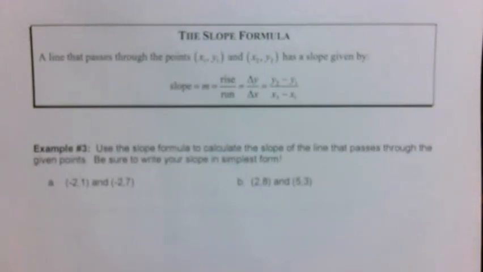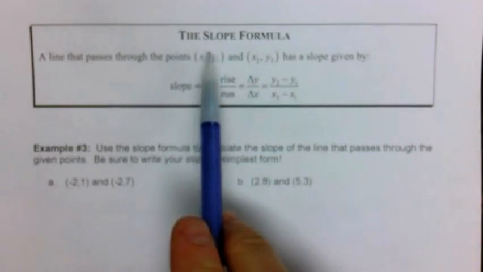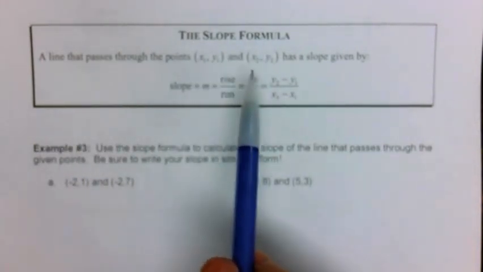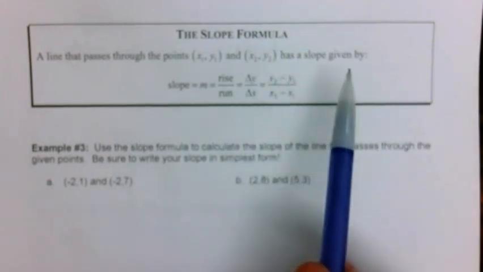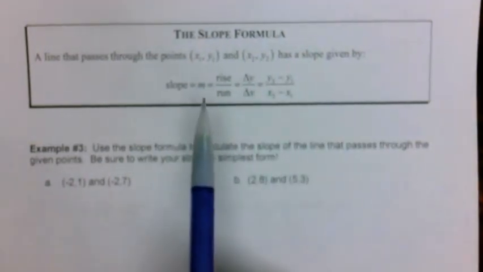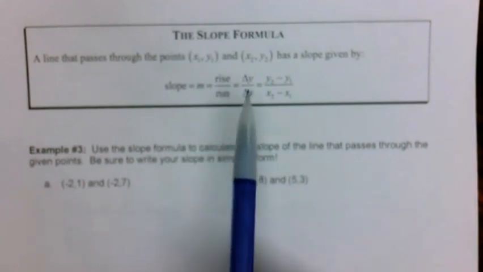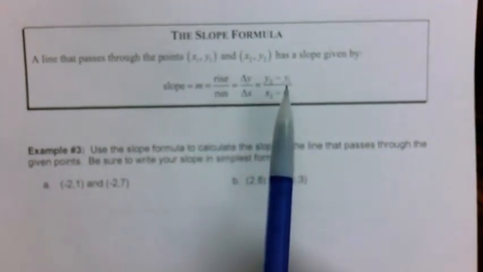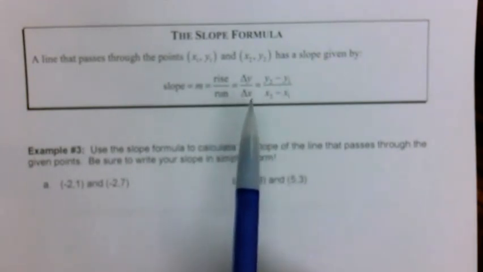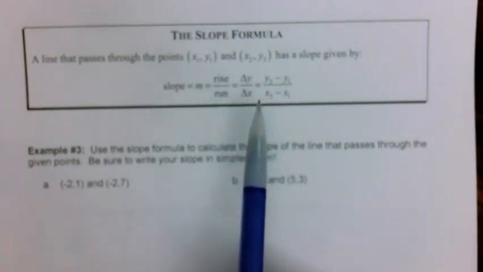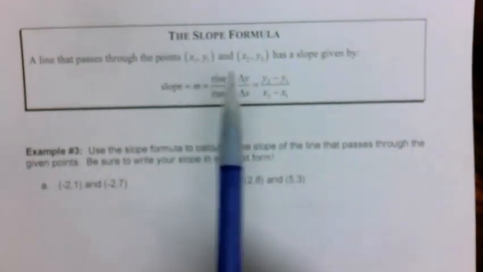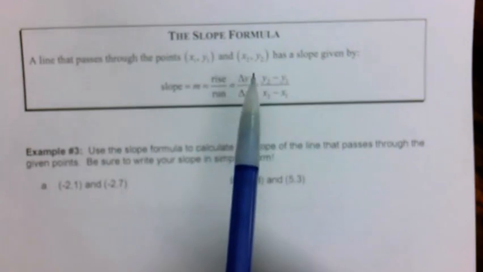What we just illustrated in the previous example is our slope formula. A line that passes through the points (x1, y1) and (x2, y2) has a slope given by the following. To calculate the slope m, the rise over the run, you need to find the change in the y values, which will be y2 minus y1. And then you need to find the run, the change in x values, x2 minus x1. These will be the coordinates of your first point. These will be the coordinates of your second point.